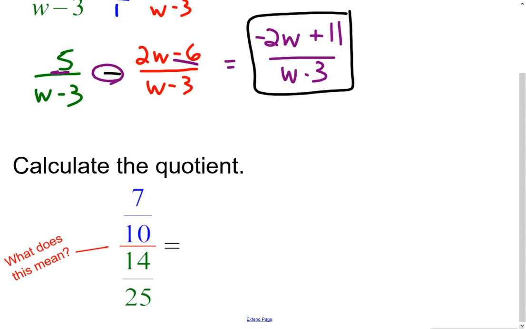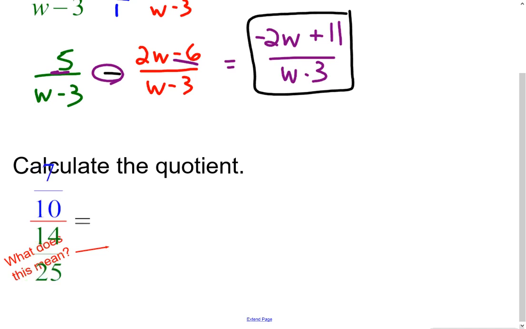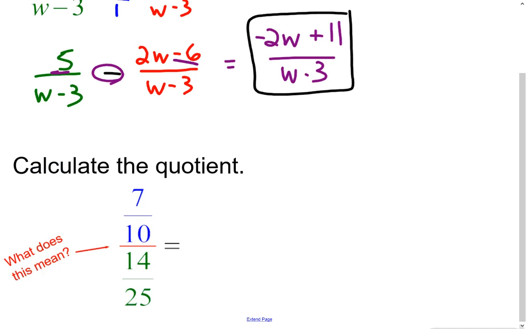Now my second one, we're going to do some division, and when you look at this one, there's lots of division in here, because I have 7/10 technically divided by 14/25. I just have fraction within fraction. Now, I put that little question there that says, what does this mean? And I pointed to the red fraction bar. What does fraction bar really mean?